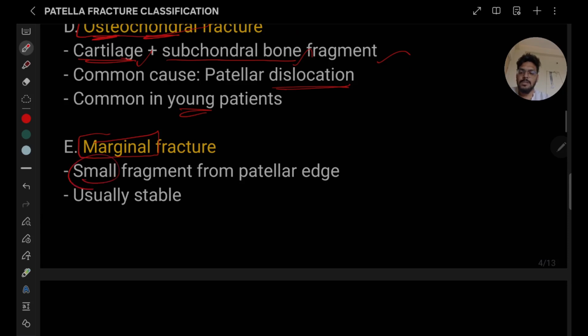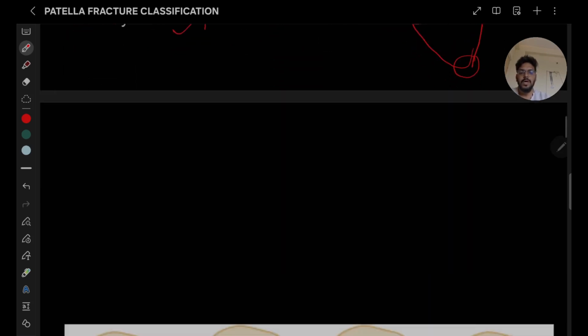Marginal fractures are small fragments from the patellar edges. This is when the patella will usually be stable. This is the whole patella. Small fragments at the medial aspect, or a small fragment inferiorly, or a small fragment laterally, or a small fragment at the upper pole. These are marginal fractures.